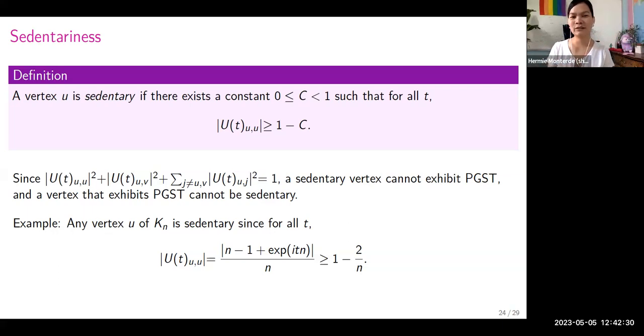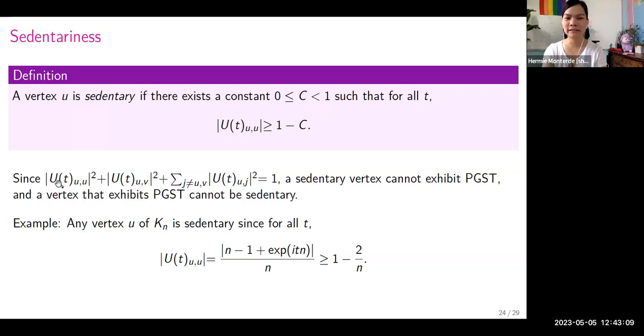So a vertex is sedentary if for some positive constant C less than 1, the UU entry modulus, okay, is at least 1 minus C. So take note that 1 minus C here is positive, right? So what we're looking at here really is that the quantum state at vertex U, okay, tends to stay at vertex U because this probability is always positive. So the quantum state tends to stay at vertex U for any time t. This is what sedentariness is about.